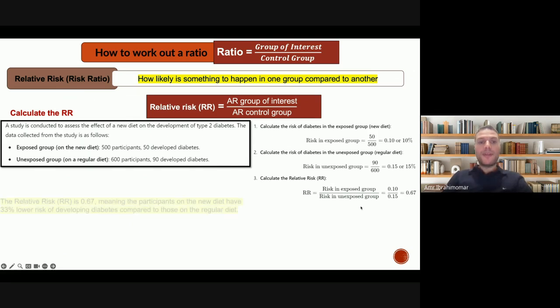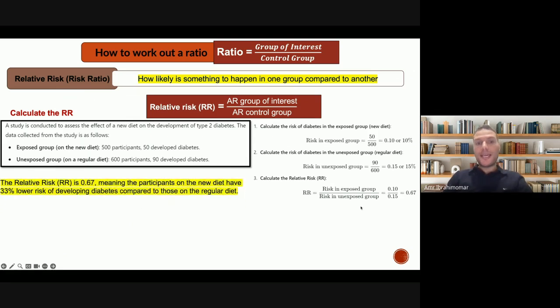Very important. So the relative risk, again, of 0.67, meaning that the participants on the new diet have a 33% lower risk of developing diabetes compared to those who are not on the new diet. So you are trying to find out what is the remaining from this value. The remaining from this value is 0.33. We need the percentage, so it will be 33%.